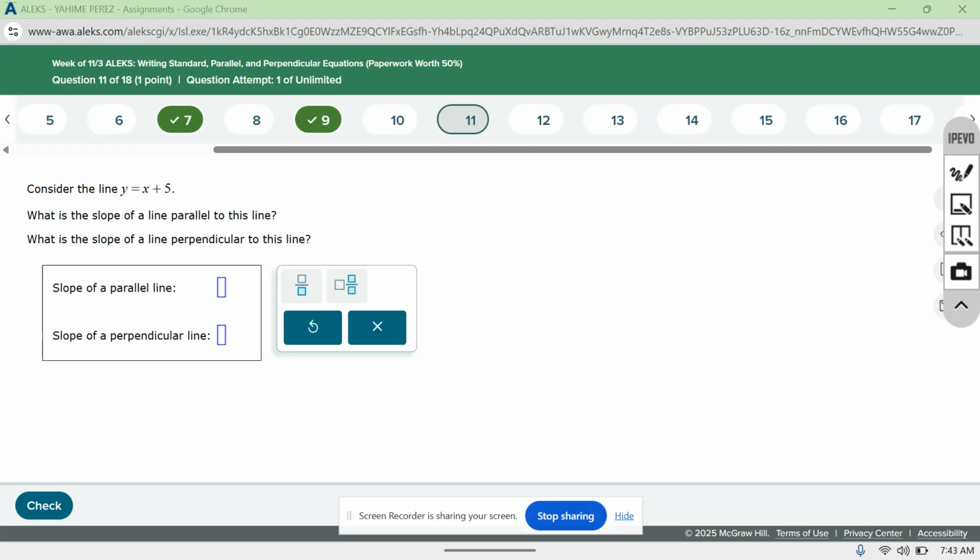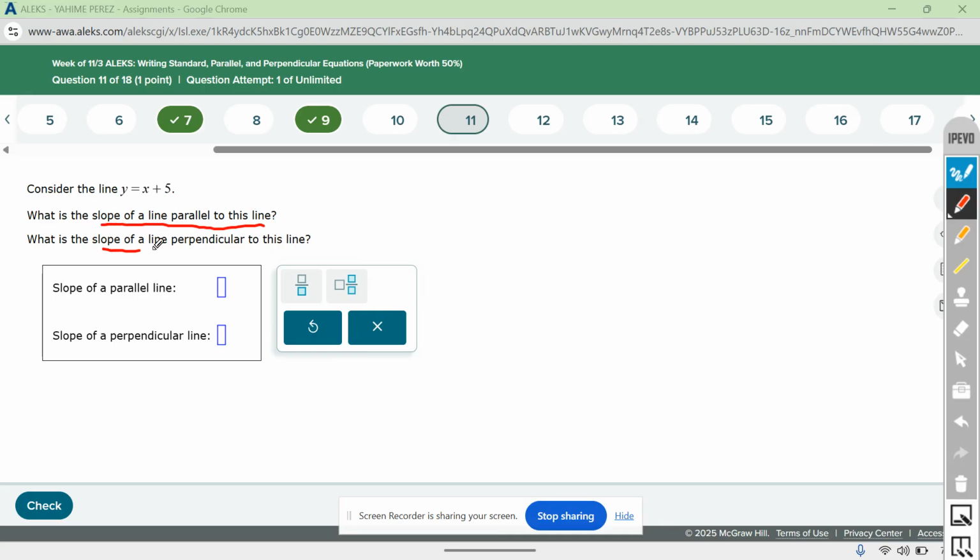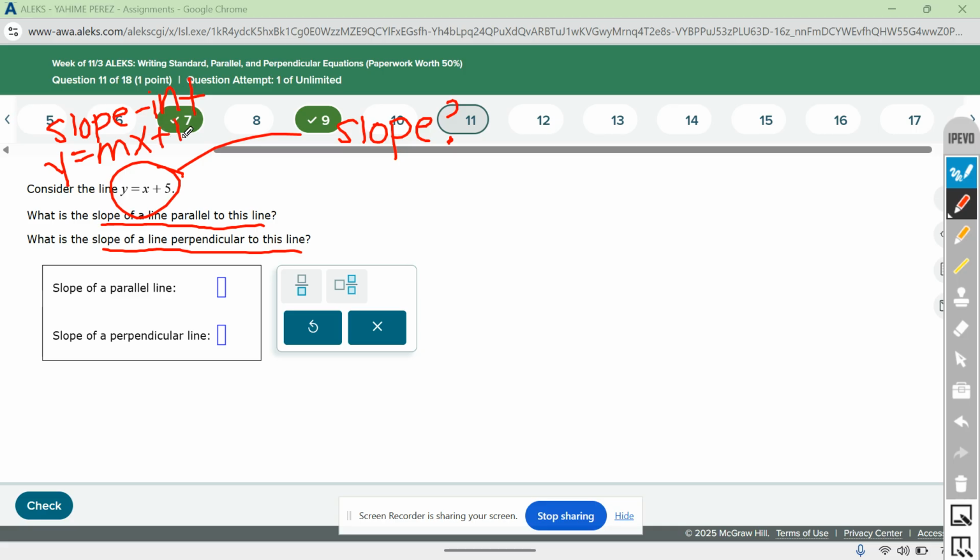Okay. Fun. So what is the slope of the parallel line? And what is the slope of the perpendicular line? So we're talking about this line's slope. What is this line's slope? Well, this line, where y is alone, is in slope-intercept form, which is y equals mx plus b. So that means the slope m is right in front of the x, and in this case, it's an invisible 1. So the slope of this equation is 1.